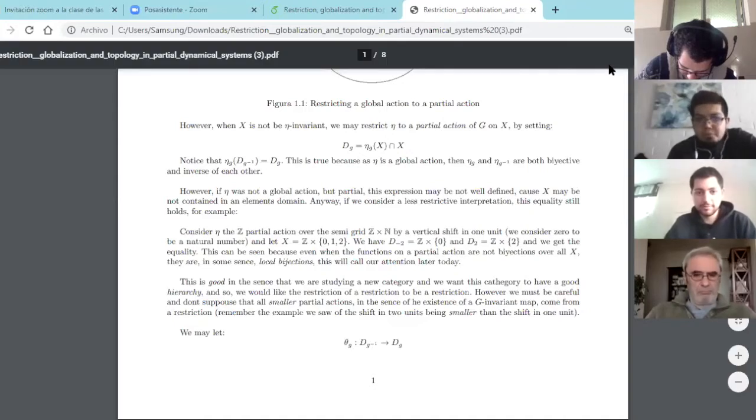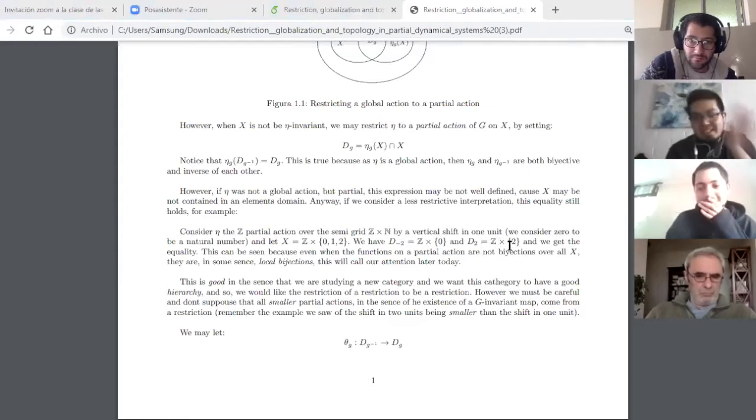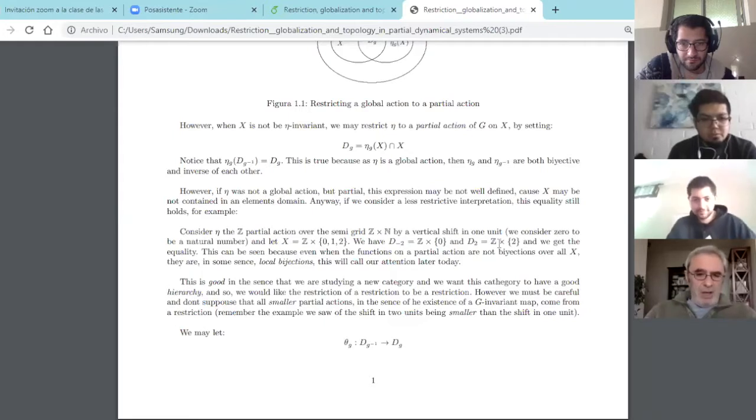And D of 2 will be Z times 2, right? And here we get this equality, right? If we act by 2 over here, we get here. That's what we want in partial actions. And it is probably easy to guess that D of -1 and D of 1 are composed of 2 horizontal discrete lines, if I'm not wrong. Right.